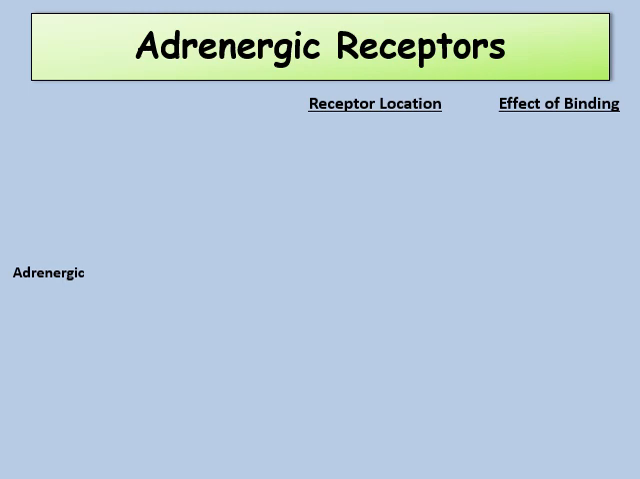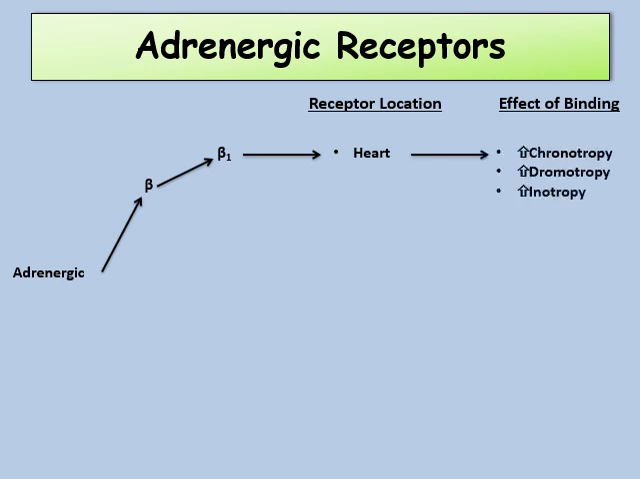All right, so this is kind of just a synopsis of what we talked about. Again, we're talking about adrenergic receptors, and you have beta receptors. Beta 1 affects your heart, right? So for beta 1, the receptor location is your heart, and the effect of binding is going to be increased chronotropy, increased dromotropy, and increased inotropy. Chronotropy is cardiac heart rate, dromotropy is the speed of electrical impulses, and inotropy is how much your ventricles are contracting.